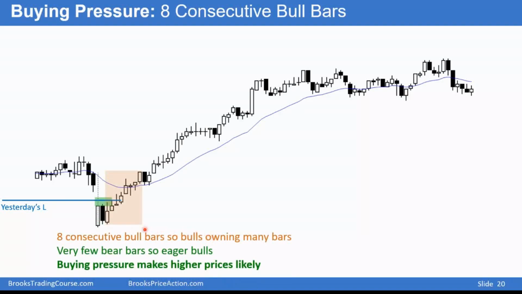We have 8 consecutive bars without a bear body. So the bulls are starting to own a lot of bars. Even though the bars are not big, some are dojis, it's a lot of buying. The odds are we're going to go higher.